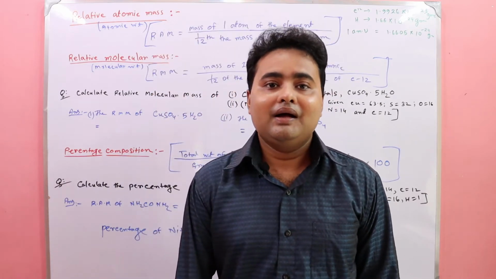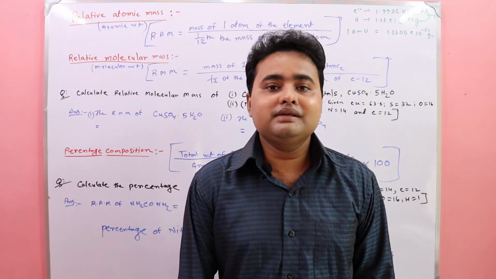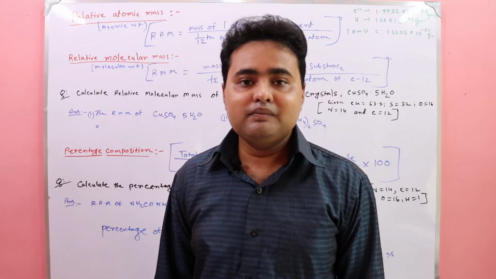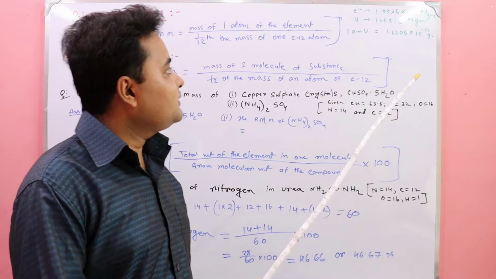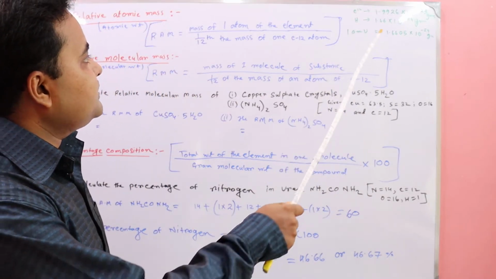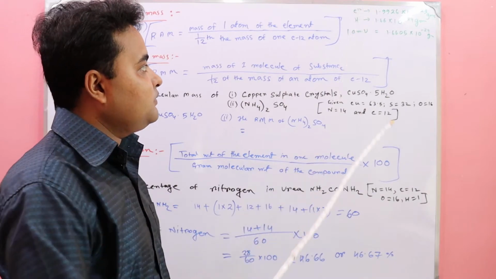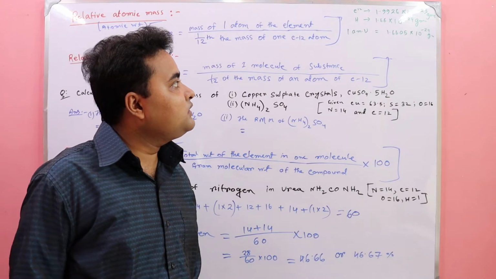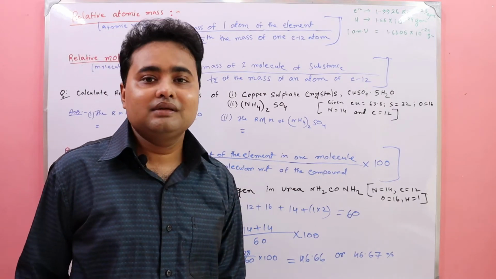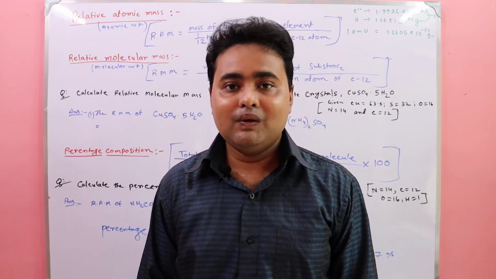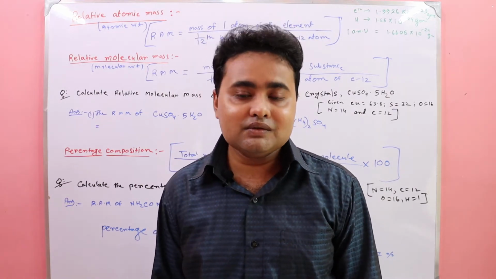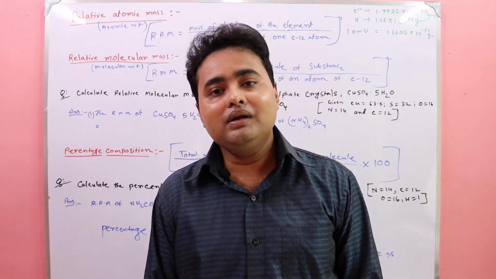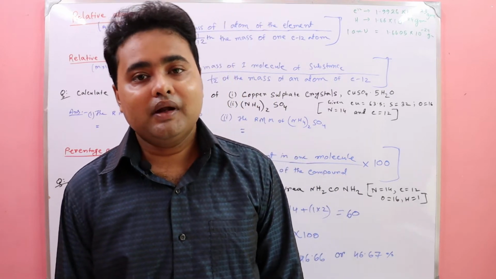Before 1961, all measurements of atomic mass were made on the basis of the hydrogen atom, which has a very negligible weight, that is 1.66 into 10 to the power minus 24 gram. On the basis of the hydrogen atom, how many times heavier one atom is was called the relative atomic mass.